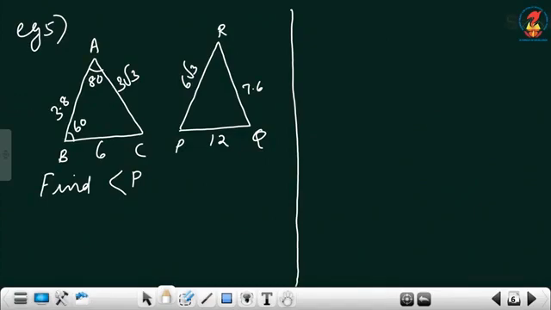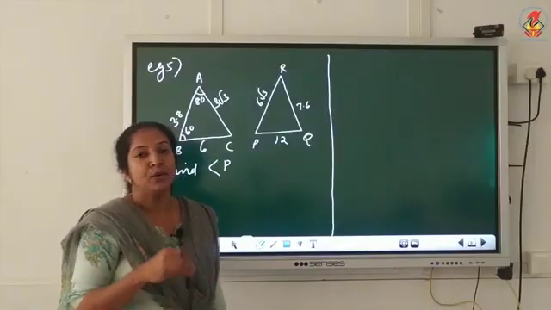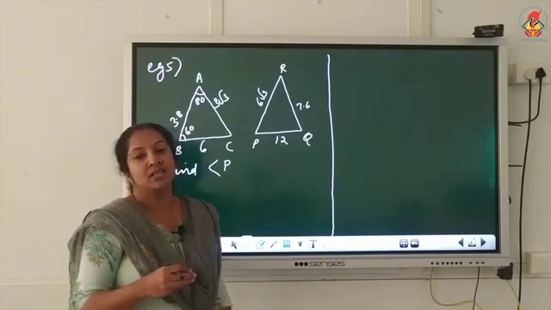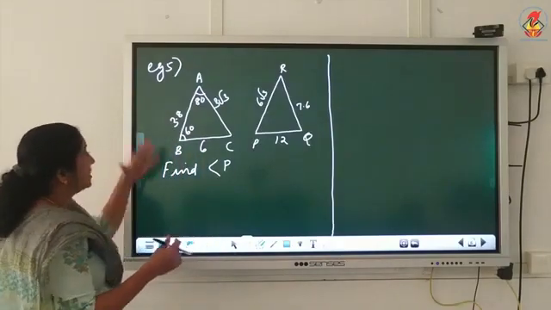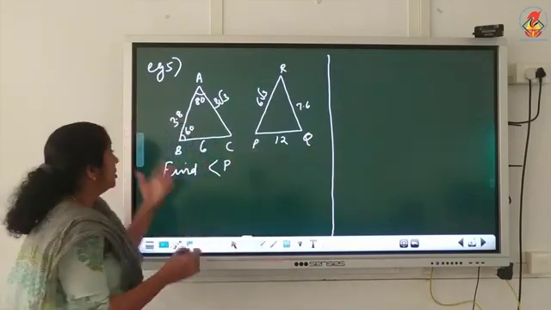Next, example 5. Two triangles are given, then the length of the sides and some angles are also given. What you have to find is angle P. So it is clear that we have to prove both the triangles are similar. If it is similar, we can find the corresponding angles. We can say the corresponding angles are equal. So here sides are given. So shall we check for SSS?